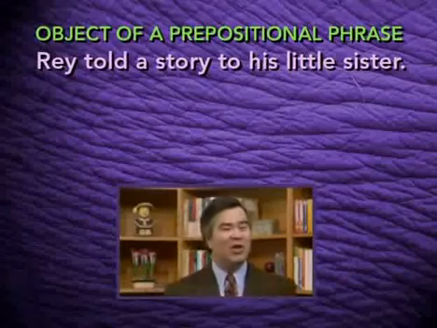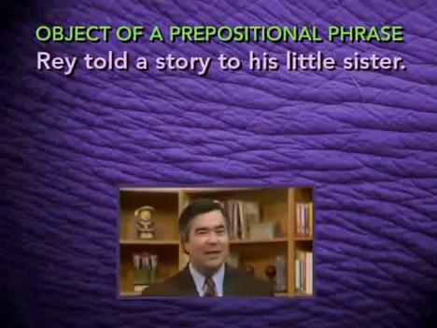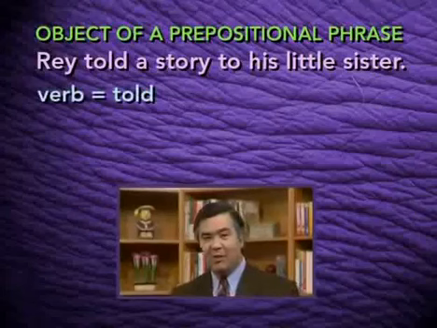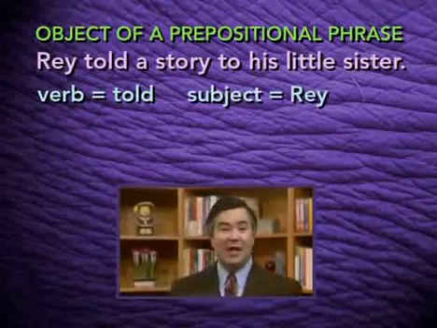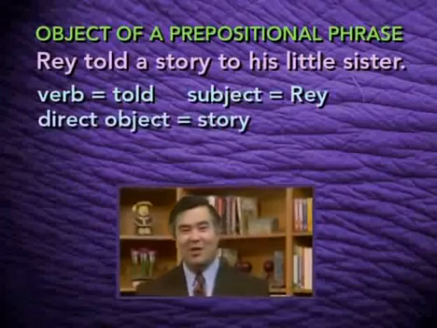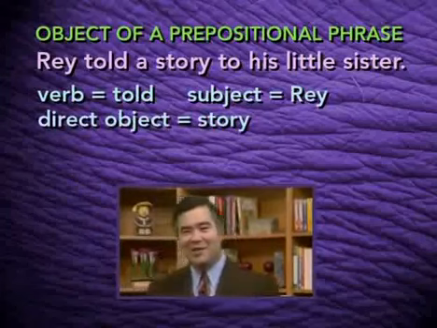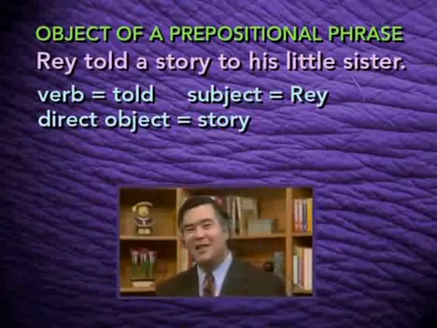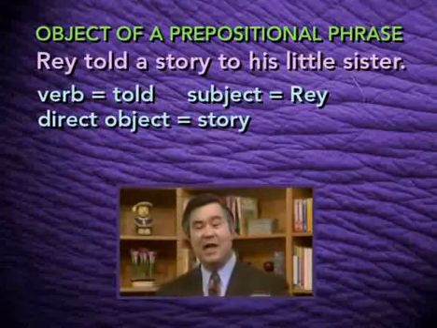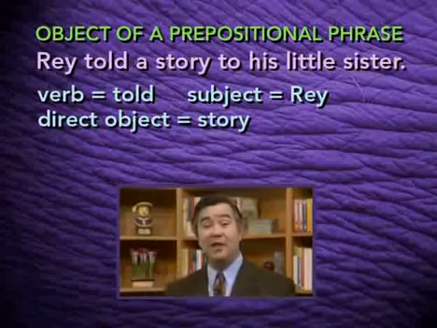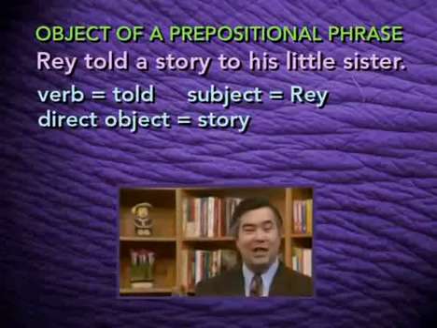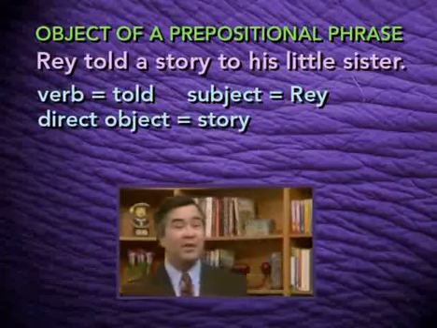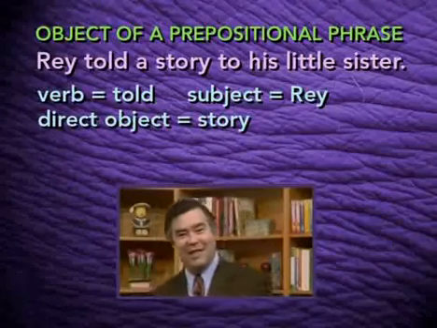Ray told a story to his little sister. In this sentence, we have the same verb, told, and the same subject, Ray. We even have the same direct object, story. That's what Ray told. Now, to whom did he tell the story? Well, he told his little sister. But in this case, little sister is not appearing as an indirect object. Notice that it's not placed between the verb and the direct object. Instead, it has been made part of a prepositional phrase and stuck on at the end of the sentence.